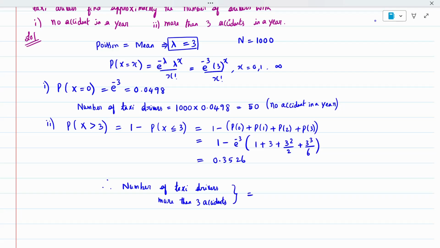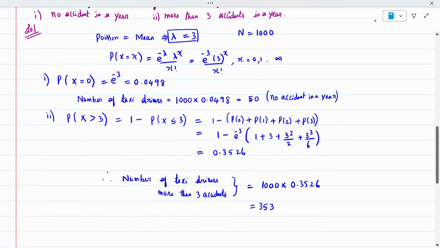1000 into 0.3526. On a calculator I will be getting 353 drivers who make more than 3 accidents in a year. So this is the way we have to calculate.